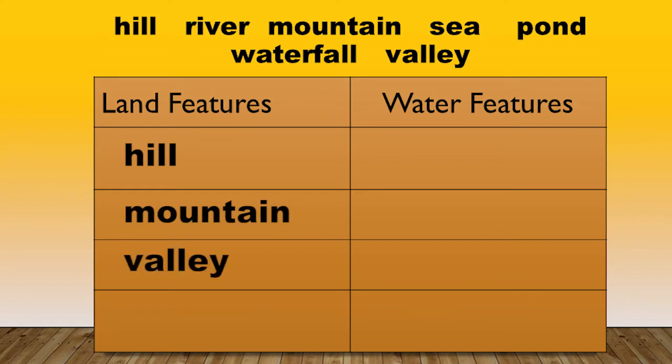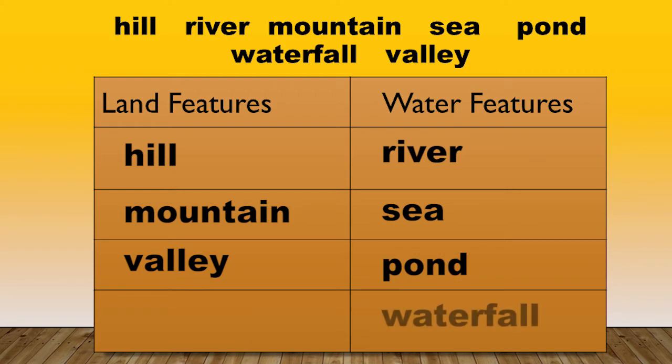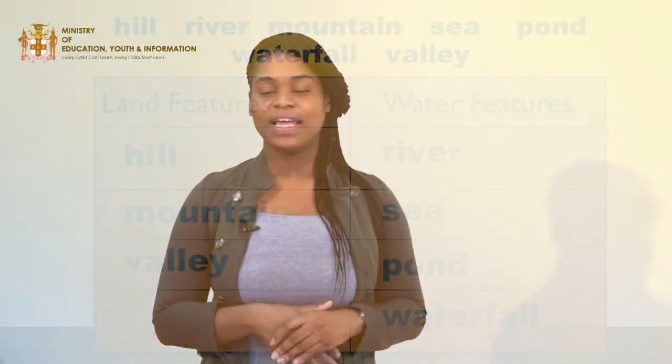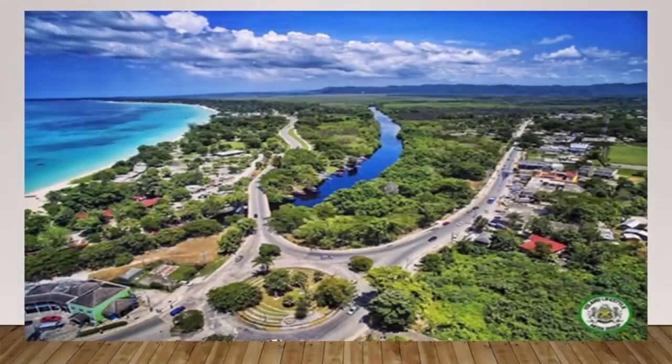Now let's go over to the water features. We have a river, sea, pond, and one more, waterfall. Very good. Now, let us look closely at this picture. Can you identify the land features? We see it has hills and flat lands. Do you know what we call a large area of that flat land? Think about it. Yes, we call it a plain.